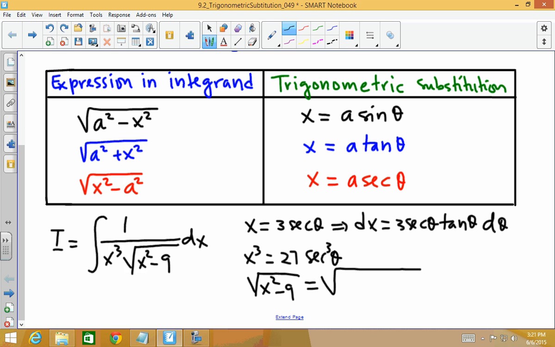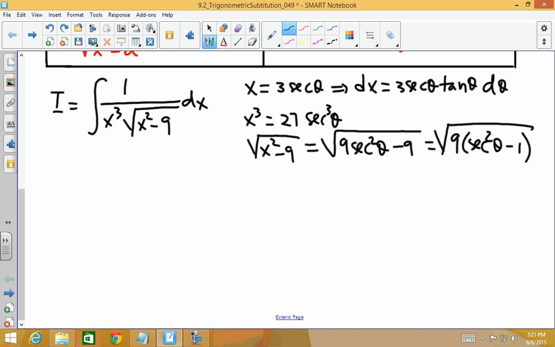So the square root of 9 secant squared theta minus 9. If you factor out 9 under the square root, you get 9 times secant squared theta minus 1. Recall that secant squared theta minus 1 is tangent squared theta. So this is equal to the square root of 9 tangent squared theta, and that is 3 tangent theta. Perfect. So now, let's come back here and see what I becomes.